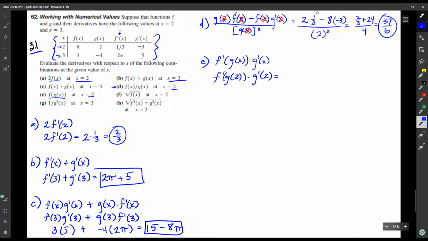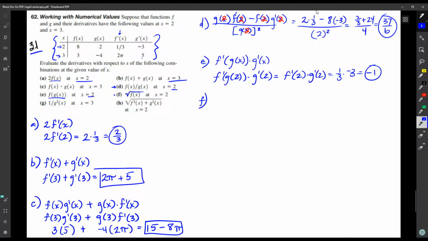So that gives us f prime of, well, g of 2 is 2 times g prime of 2. So f prime of 2 is 1/3. g prime of 2 is -3. So this is 1/3 times -3 for an answer of -1 on part E. Next up, part F. So we have f of x, our function, inside of a radical.